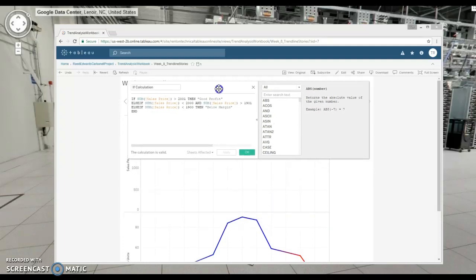The simple else-if structure is as such. If it's above $2,001, it's good profit. If it's in between $2,000 and $1,901, then it's acceptable. And if it's below $1,900, then it's just below margin.